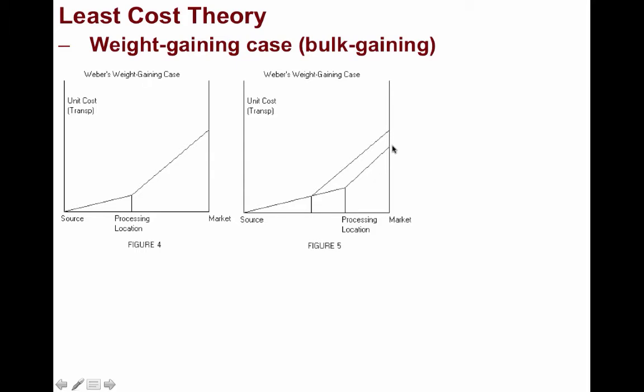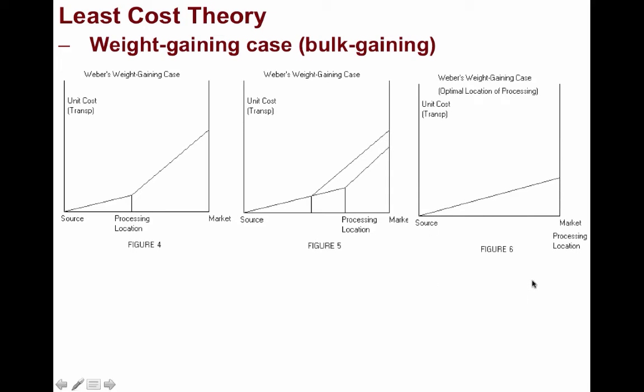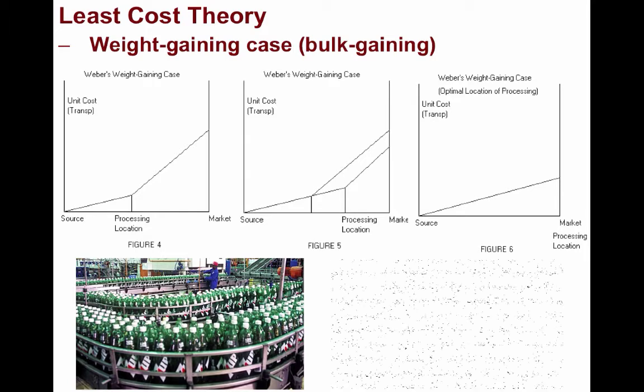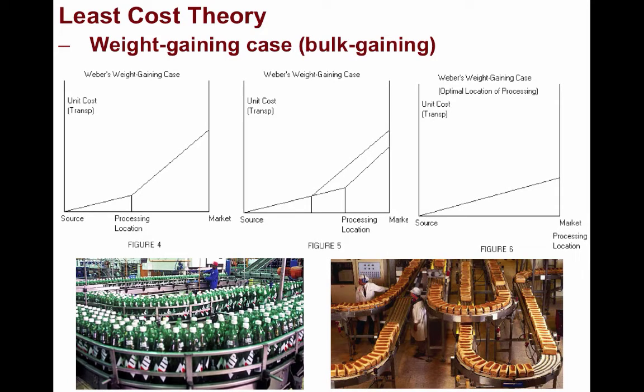And so ultimately, ideally, you want to bring your processing location closest to the market as possible in the weight gaining case. The weight gaining case works well if you're talking about bottling of certain things, if you're adding water to soft drinks or to beer or something along those lines, or also making bread products. It's a lot cheaper to bring flour than it is to bring the actual bread itself.